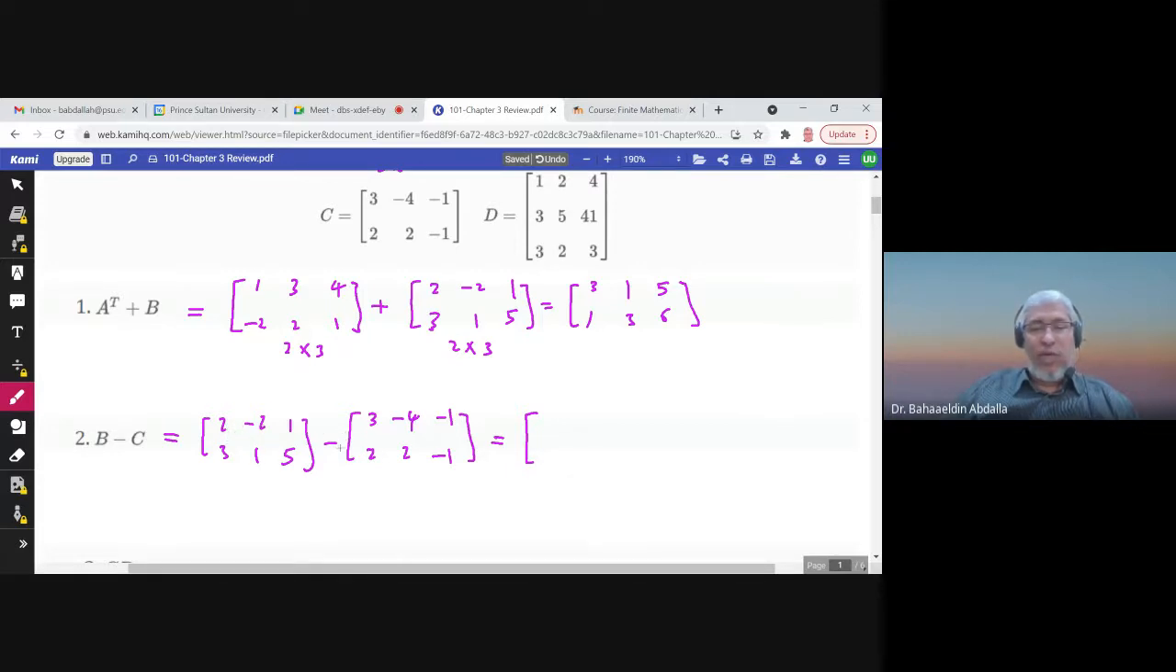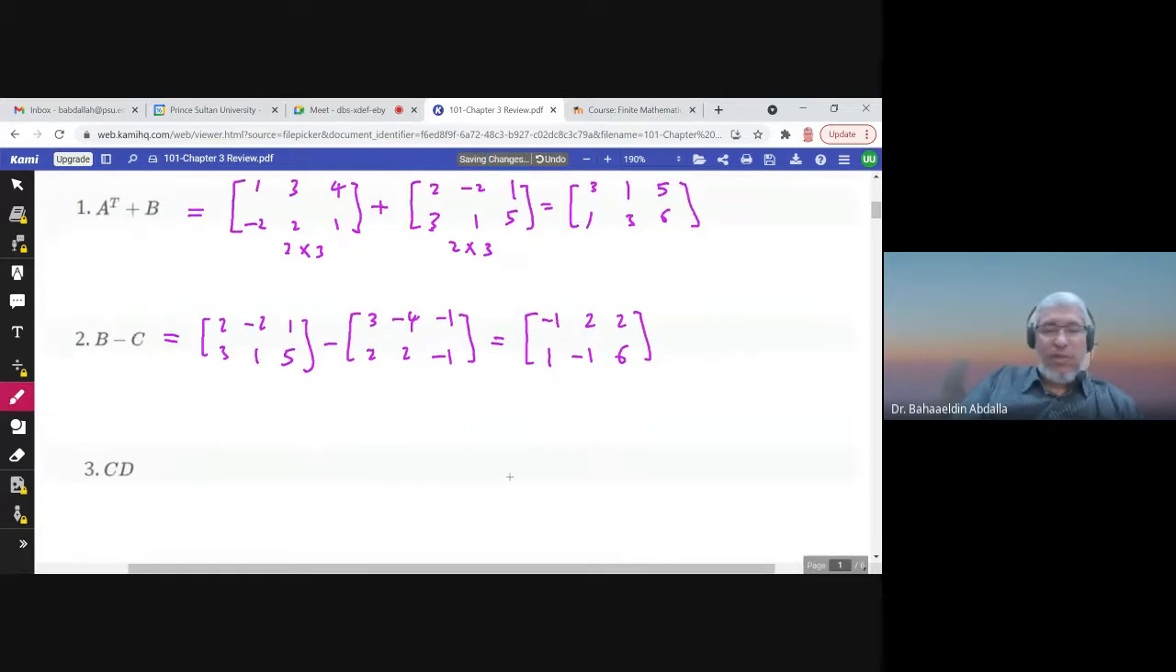So 2 minus 3, negative 2 minus minus 4, 1 minus minus 1, 3 minus 2, 1 minus 2, 5 minus minus 1. So this will give you B minus C.